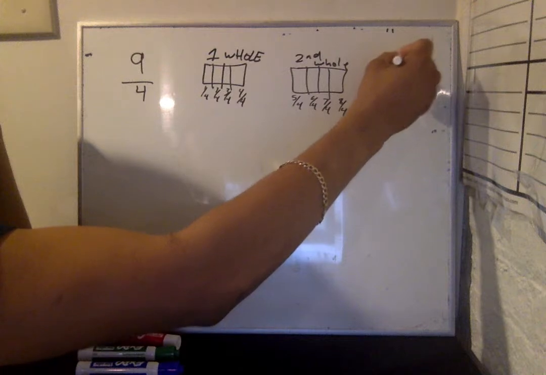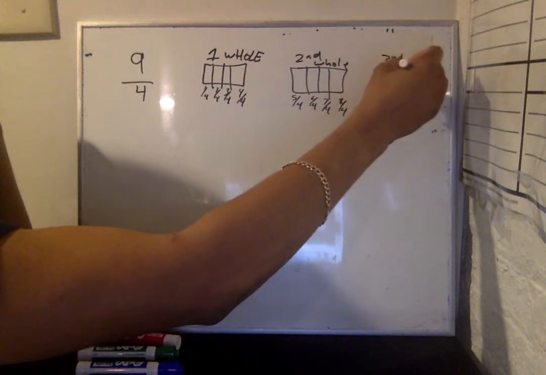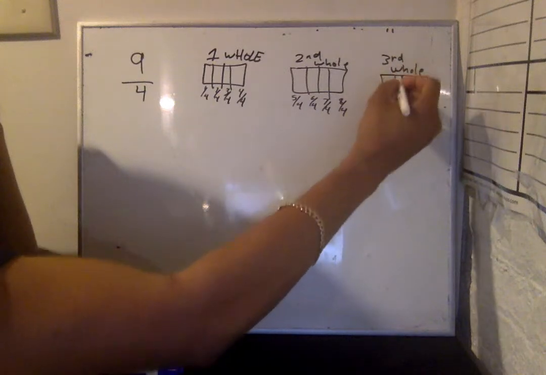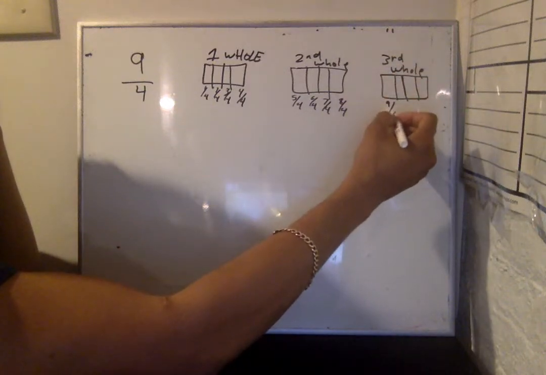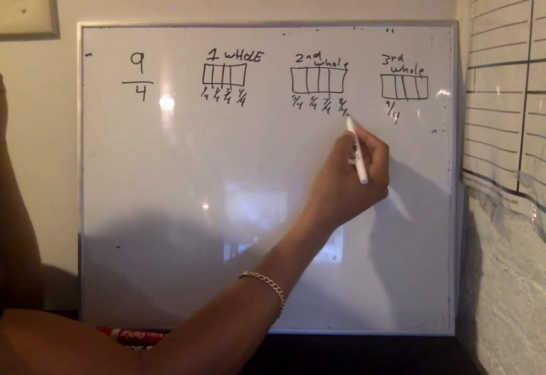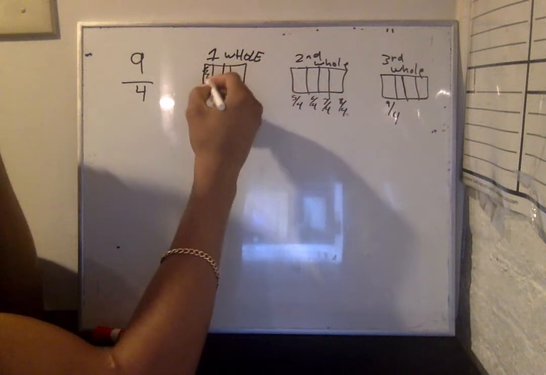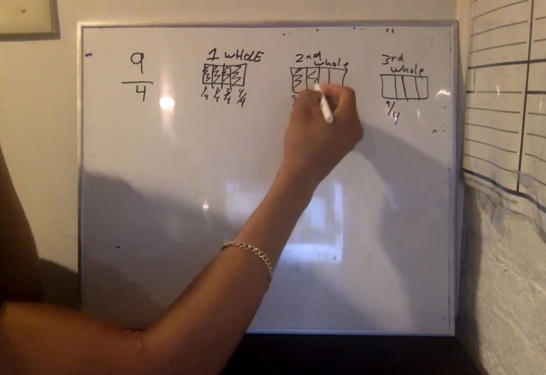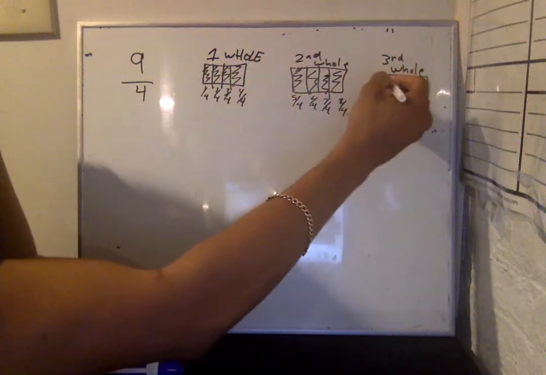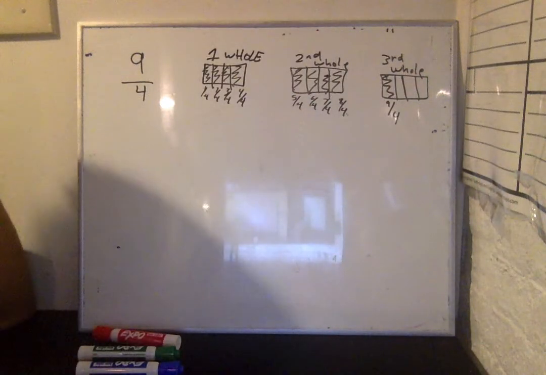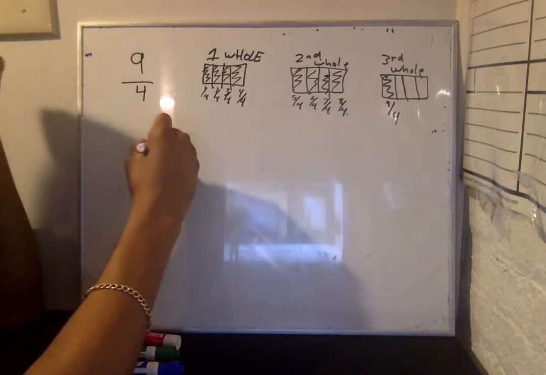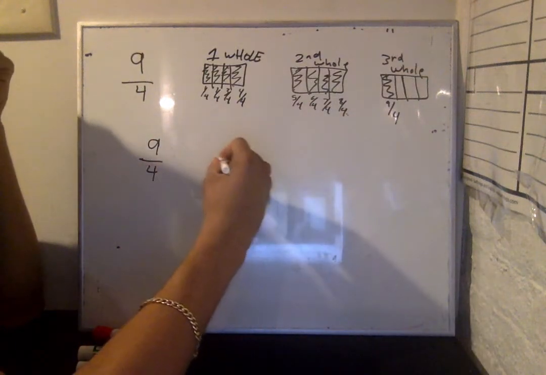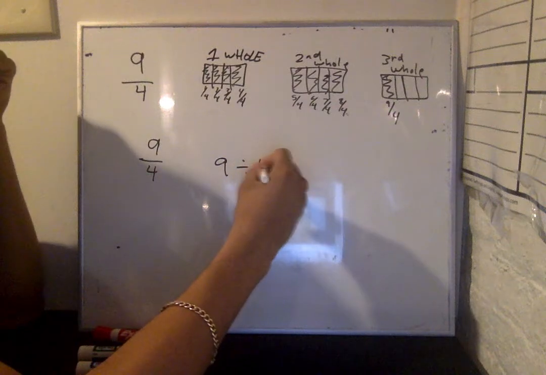This is the third whole. I partition it into fourths, and this is 9/4 because it comes after 8/4. So I can shade in 1/4, 2/4, 3/4, 4/4, 5/4, 6/4, 7/4, 8/4, and 9/4. Now, as I was saying, 9/4 is the same as saying 9 divided by 4.